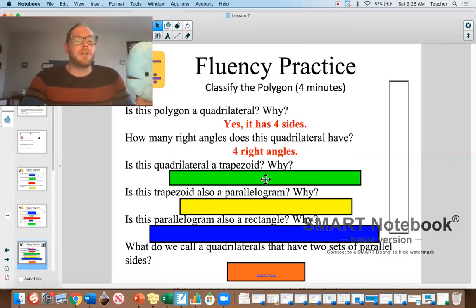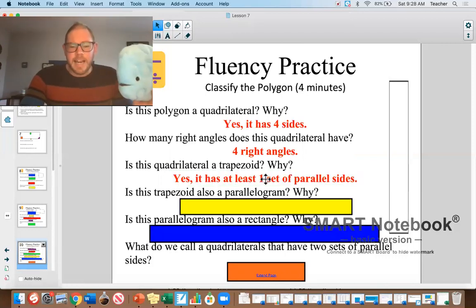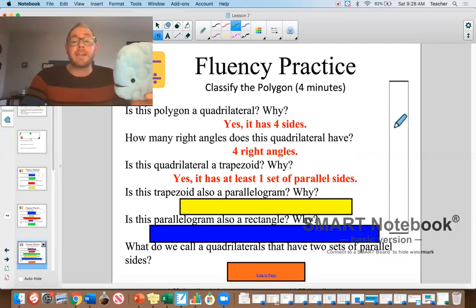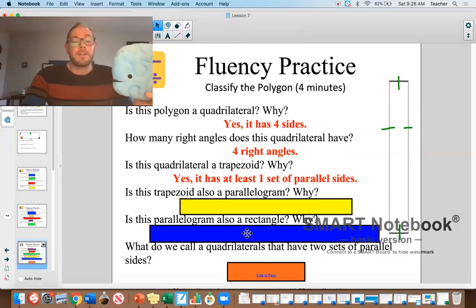All right, brain, what do you think? Yes, it has at least one set of parallel sides. You're right. In fact, this one has two sets. These two lines are parallel and these two lines are parallel. So is this trapezoid also a parallelogram? And why? Make sure you're saying it out loud.